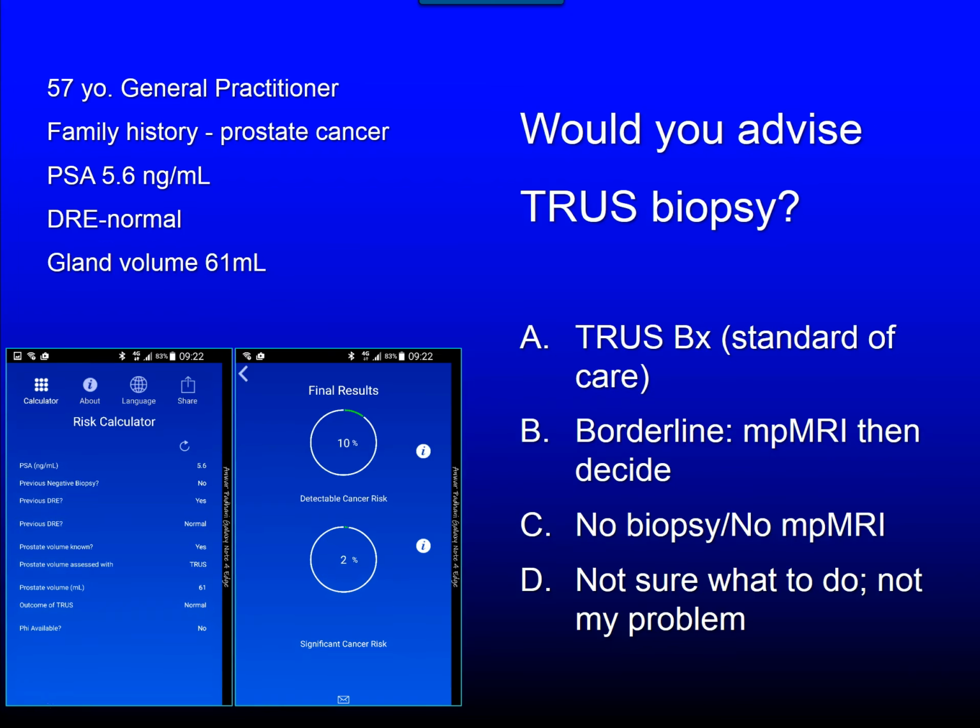So what would your advice be? Would you do an ultrasound truss biopsy? Would you say this guy is borderline, so maybe I'll do an MRI anyway? Would you say actually he needs nothing, no MRI, no biopsy, or would you just say, really, I'm not in a position to be able to advise? Well, both B and C could be positions that one could take, and this is clearly something that needs to be decided by a urologist working with a radiologist about who undergoes MRI.